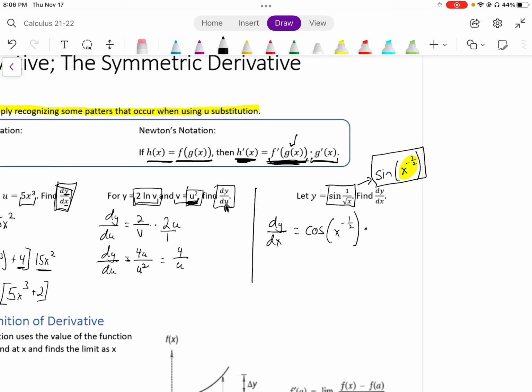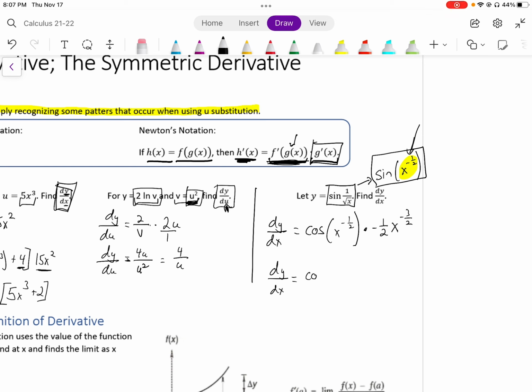And then you multiply it by the derivative of what's in the sine. So the derivative of this highlighted part. So what is the derivative of x to the negative 1/2? Well, the negative 1/2 comes out, x, subtract 1 from that, and you get negative 3/2. So that's the derivative. We can put that in a little bit better form by simplifying. There are a few different ways to write this.